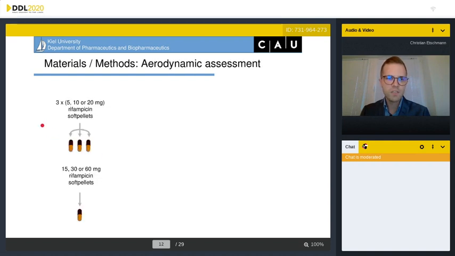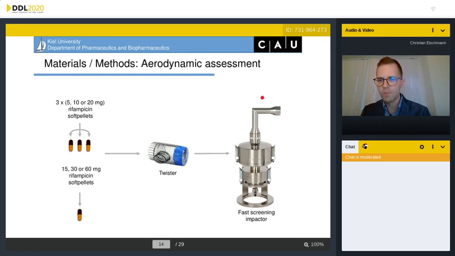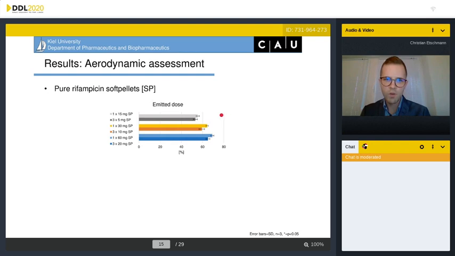For aerodynamic assessment, either 5, 10, or 20 milligram of rifampicin soft pellets were filled into 3 capsules each, or the sum of the dose was filled into 1 capsule. These capsules were loaded in the Twister inhalation device from Aptar Pharma. When 3 capsules were applied, 1 capsule after another was loaded into the inhaler. For aerodynamic assessment, the fast screening impactor was used. And we observed that the emitted dose increases with increasing filling mass of the capsules. This is because of surface saturation inside of the inhaler.